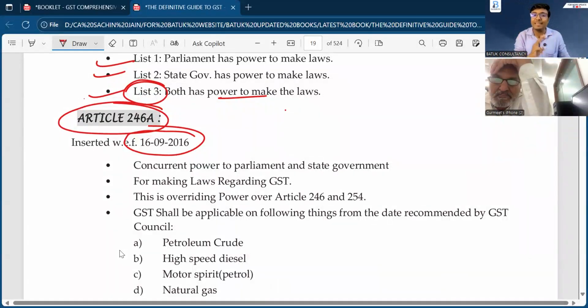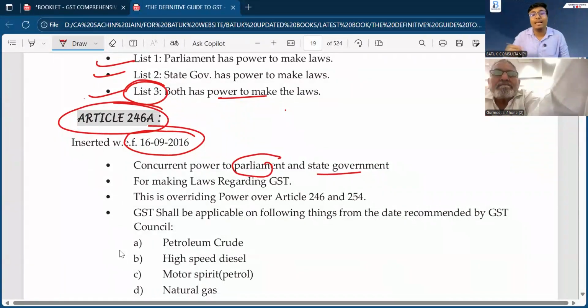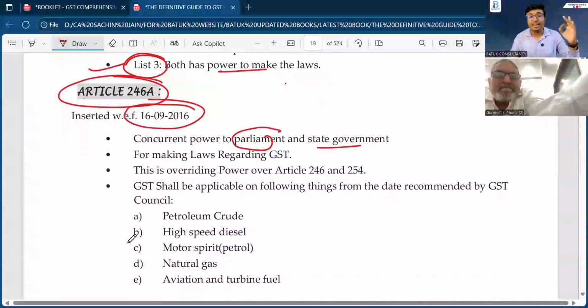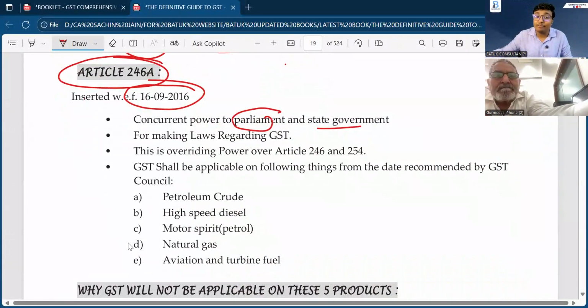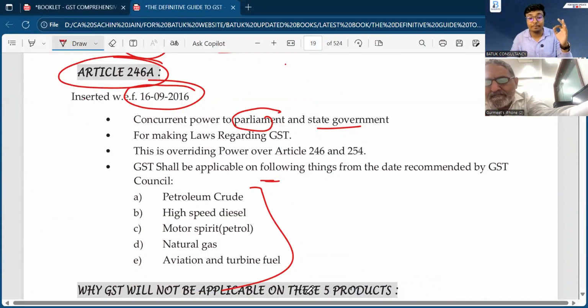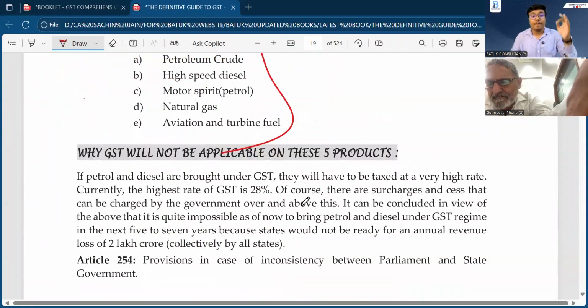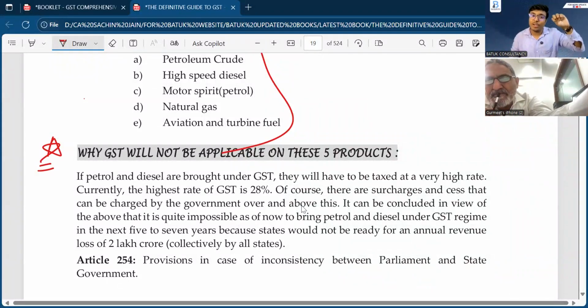All the 3 books are completely based on a practical approach only. Okay, if you read these books, you will find that someone is giving the deliberation. Okay, so concurrent power to central government, Parliament and state government for making the laws regarding GST. Okay, and GST shall be applicable on the following things on a future date on the recommendation of the GST Council. Now, why will GST not be applicable on 5 petroleum products? Because they are already taxed at around 40%, and under GST the highest rate is 28%. Hence, the same is not applicable.